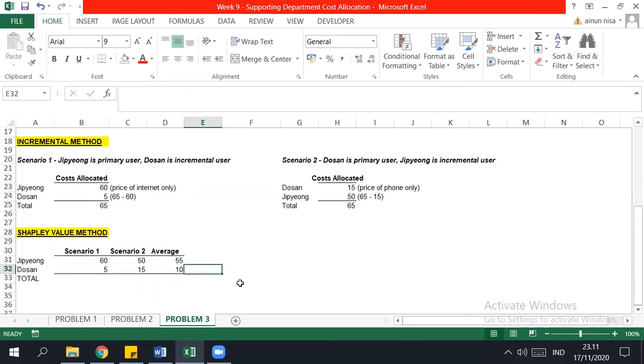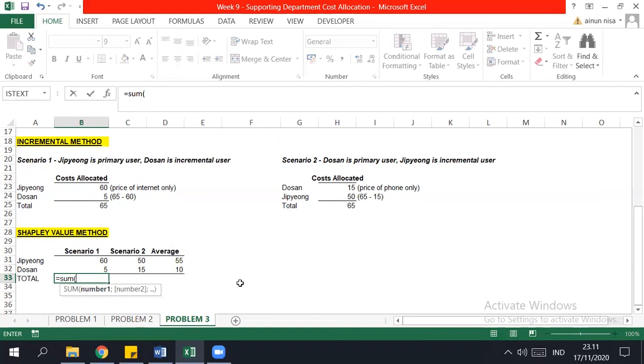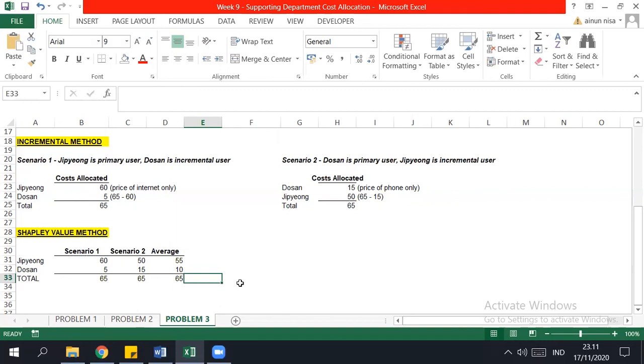Okay, and don't forget to sum the cost of each party for each scenario, just to make sure your calculation is right. If your calculation is right, the total will be equal to the total cost of the package, which is 65. Because it is the same, our calculation is right.